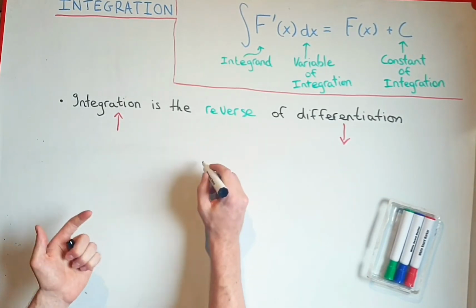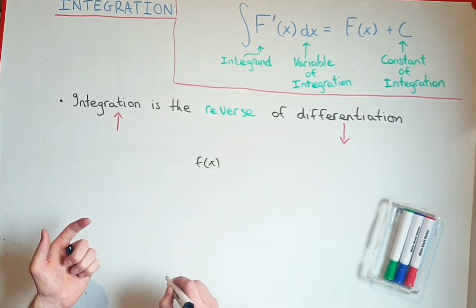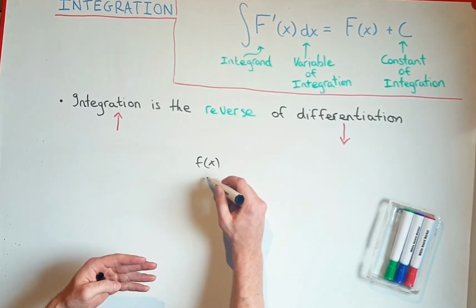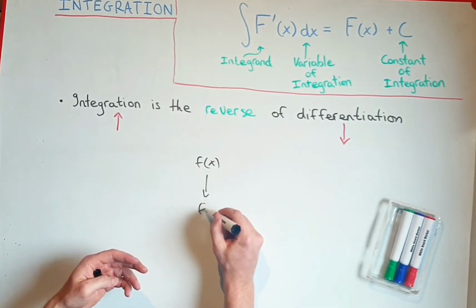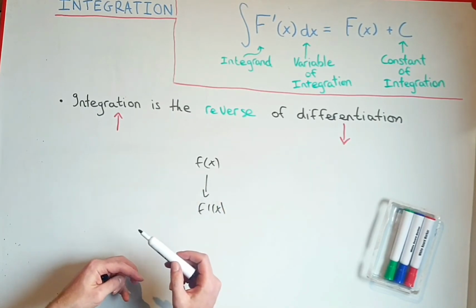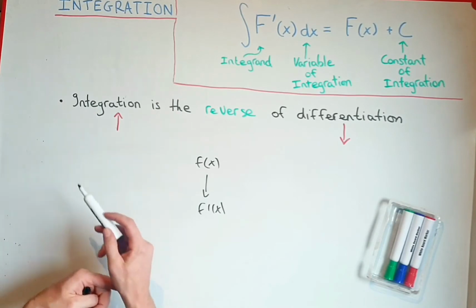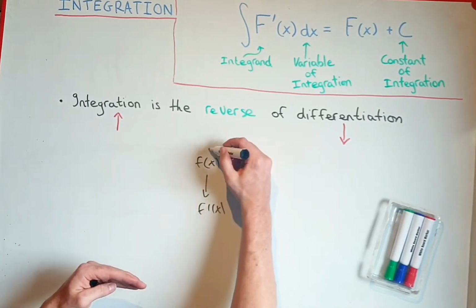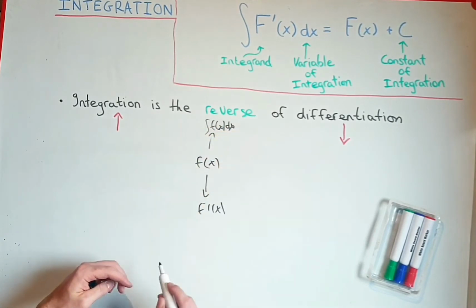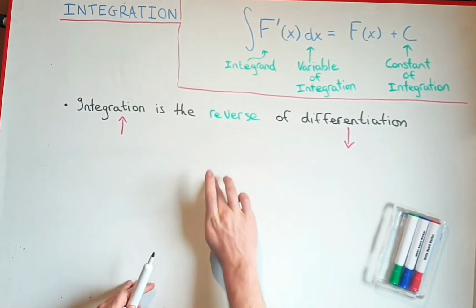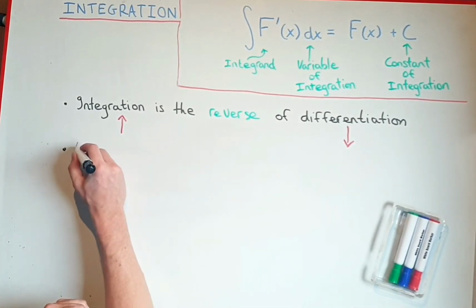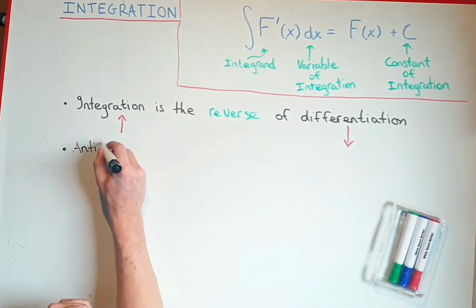What I mean was, if I was given a function f of x and I was asked to differentiate it, it would look as if we were going in the downward direction, and the result of that would be the differentiated function. Conversely, when we are going to integrate, it's like we're going up above the function, and that's going to be the function integrated. Another name given to this fact would be the antiderivative.